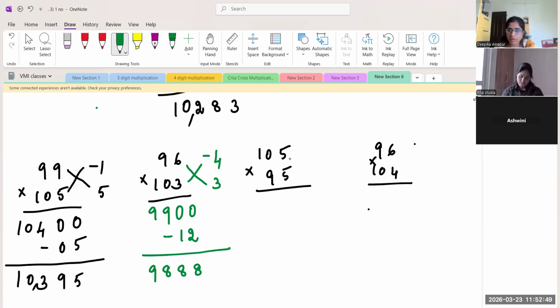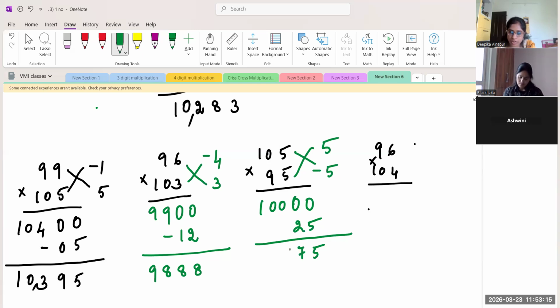Same way, we will do this also. 105 minus 100 is plus 5. 95 minus 100 is minus 5. So there is minus 25. I cannot take it directly, so I'm just adding two zeros and doing cross addition. 105 minus 5 is 100. Or 95 plus 5 is also 100. And then just take minus 25. So 10 minus 5, 9 minus 5, 9 minus 2 and 9 and 9, right? 9,975 is the answer. Right.